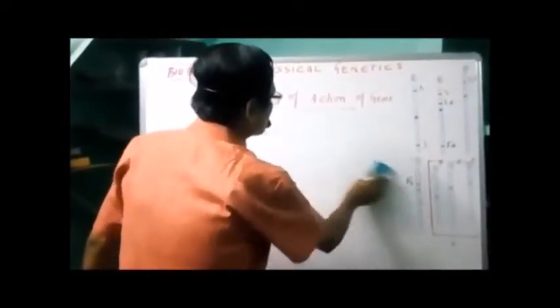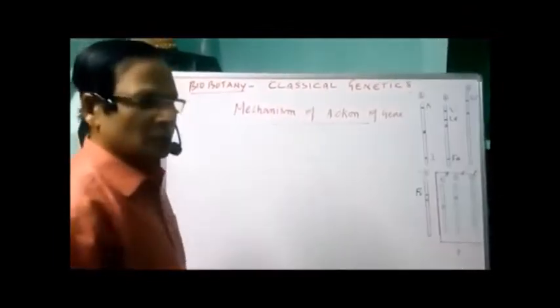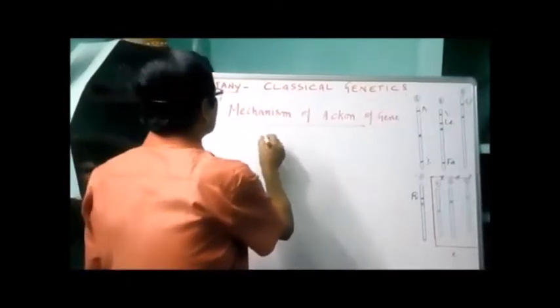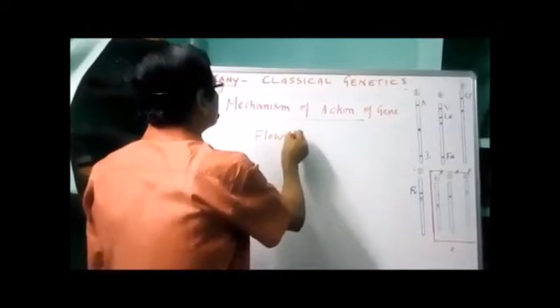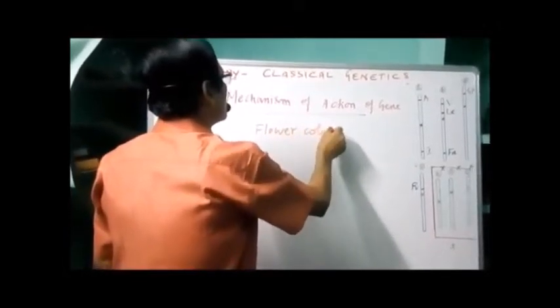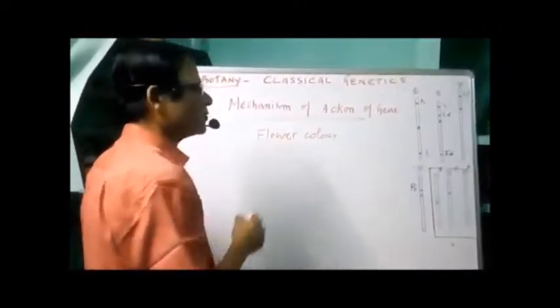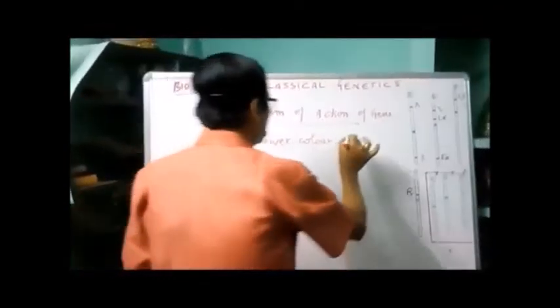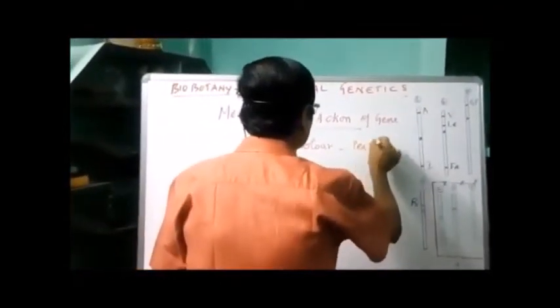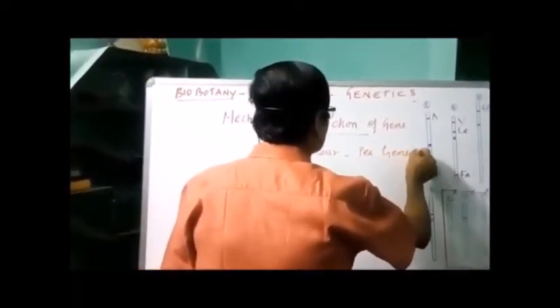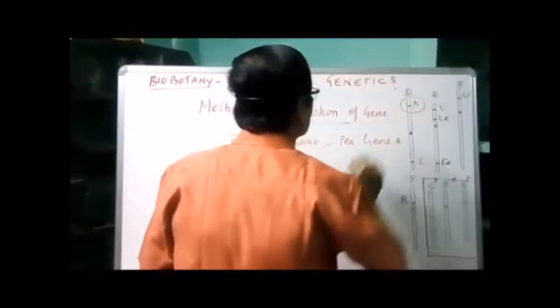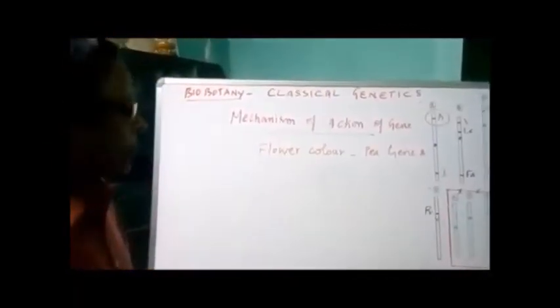Now, we have different genes for controlling different characters. Let us take the gene for flower color. I already mentioned the gene for flower color is PGA. You see that one located in the first chromosome, PGA.